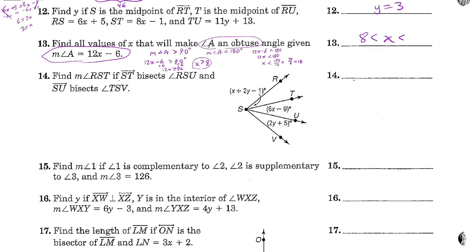But I think also it's less than 15. And notice I didn't say equal, because if it was equal to 90, we would get x equals 8. So we want it to be obtuse, not right. So it's not greater than or equal to. It's just greater than 8.